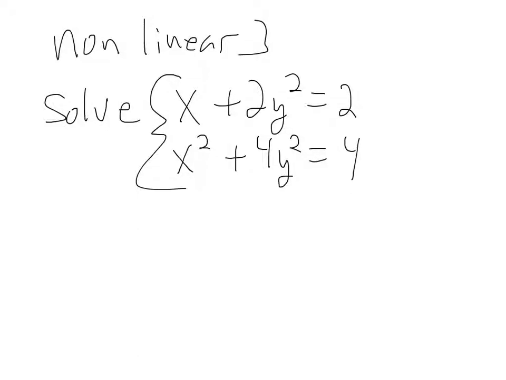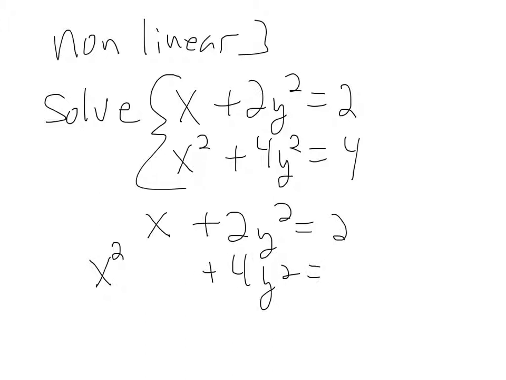It works well to rewrite these things to line up your like terms. So I'm going to rewrite this just a little bit. I'm going to take that top equation and write it the way it is. On the bottom equation, though, I'm going to shift that x squared over, and then there's no x term in it, so I'm going to leave that space empty. And then I'm going to write plus 4y squared equals 4.